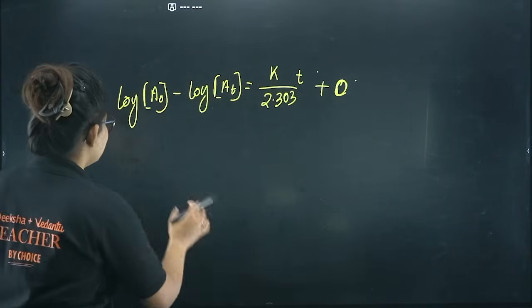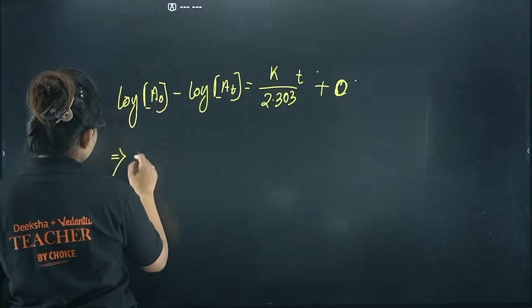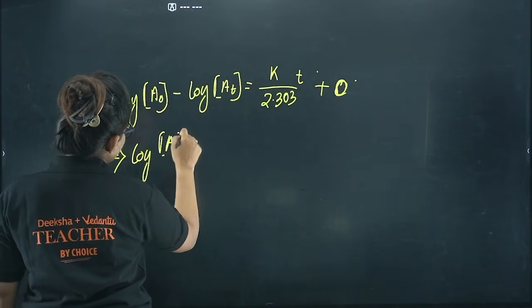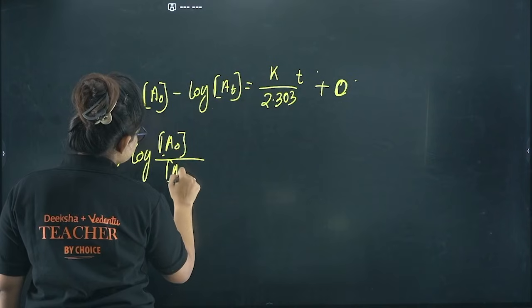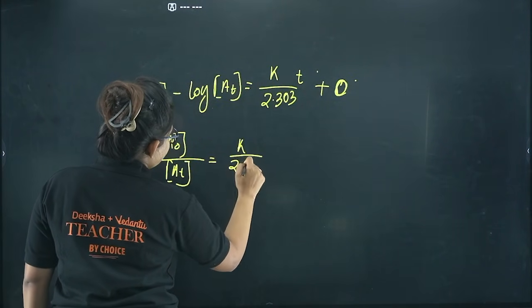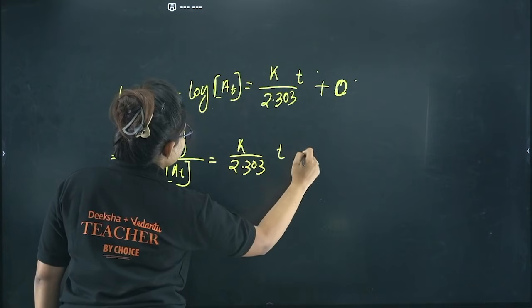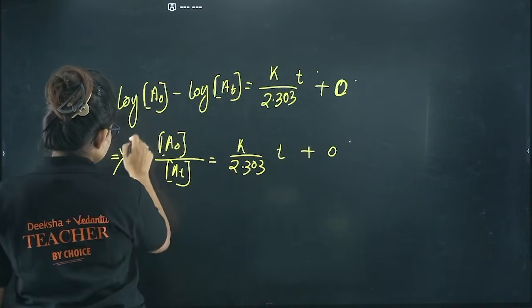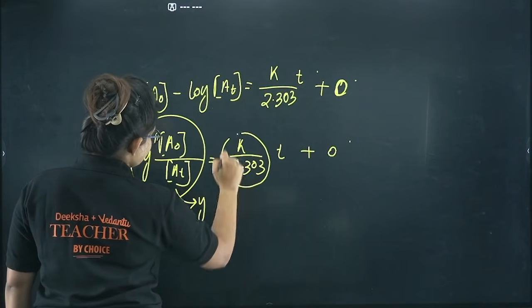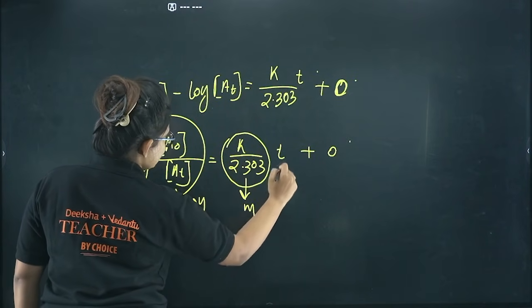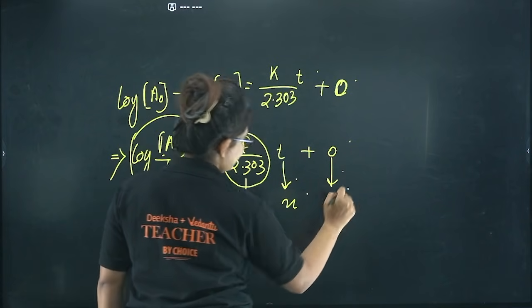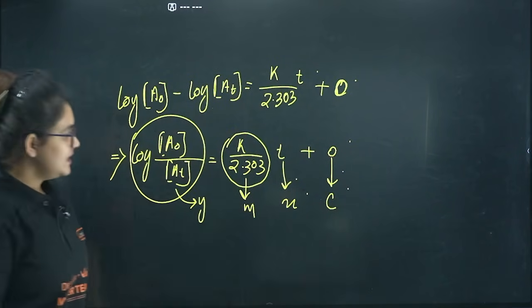So here I will come up with a straight line equation. How? You can see. So log of A0 minus log of At, I can write in the form of log A0 by At equals K by 2.303 into t plus 0. So this entire thing is my y, this is my m, this is my x, this is my c. Yes, let's plot them.